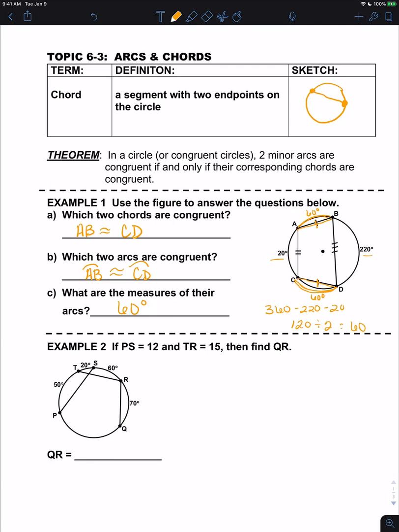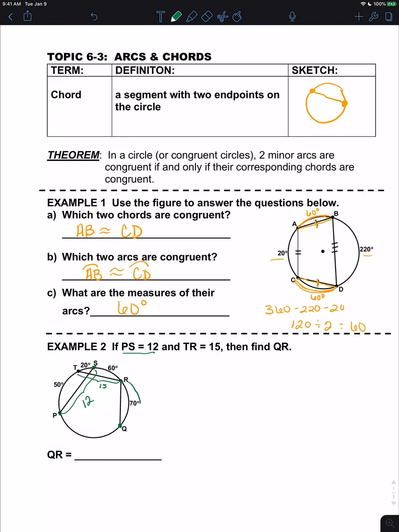Okay, so let's read the instructions and make sure that when we do that, we always go in label. So if PS is 12, so P to S, it's from here to here. This whole thing is 12. And T to R is 15. So this one is 15. Find Q to R. So it wants us to find this measure.